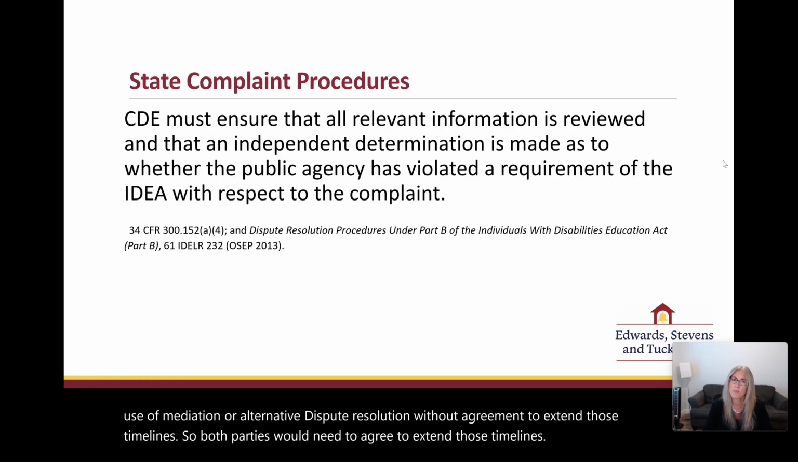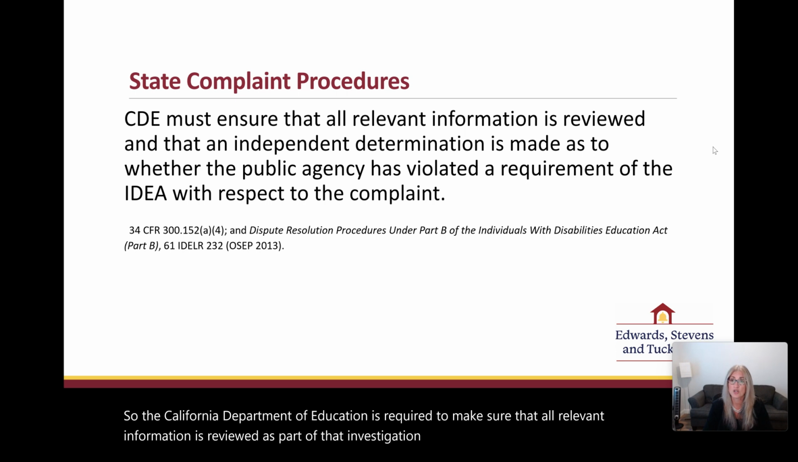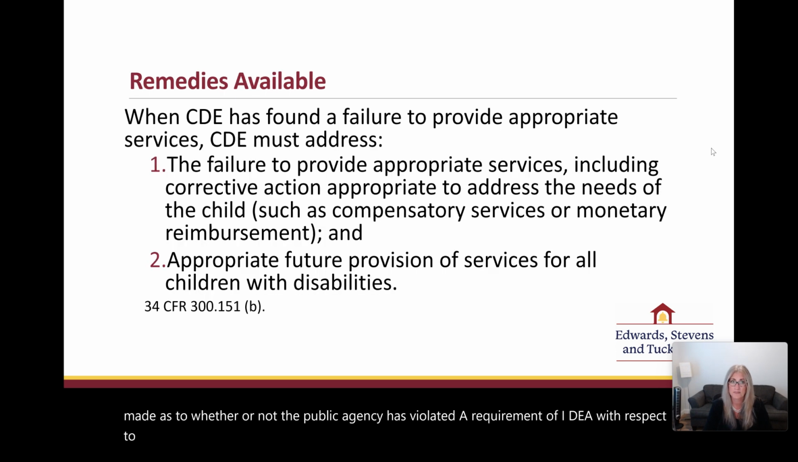So the California Department of Education is required to make sure that all relevant information is reviewed as part of that investigation, and that an independent determination is made as to whether or not the public agency has violated a requirement of IDEA with respect to the complaint.